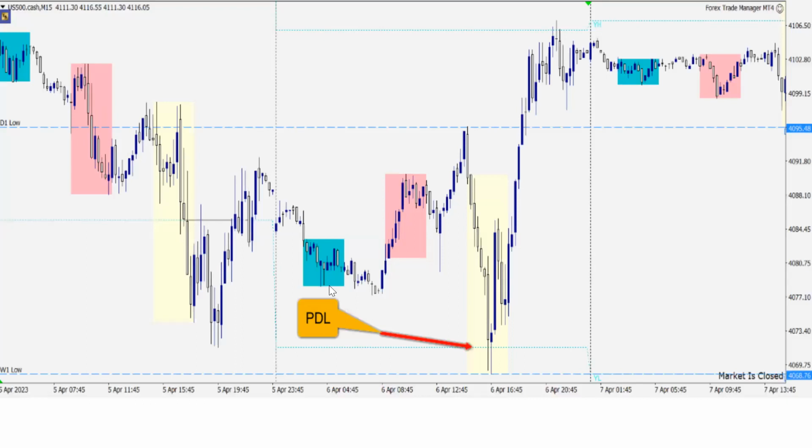All right, so here are some examples of what that may look like. This is US 500, and we see that the daily low was triggered here. This is April 6th, on a 15-minute time frame. I wanted to give you the view from this time frame, and then I'm going to fall to the 1-minute time frame, which is the entry time frame, to show you how I would look for an entry.